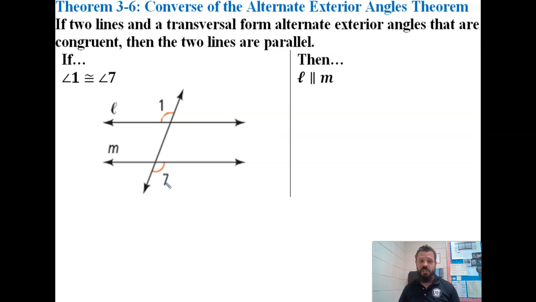Okay, so if angles 1 and 7, these alternate exterior angles, are congruent to each other, we know that L and M, again, have to be parallel.